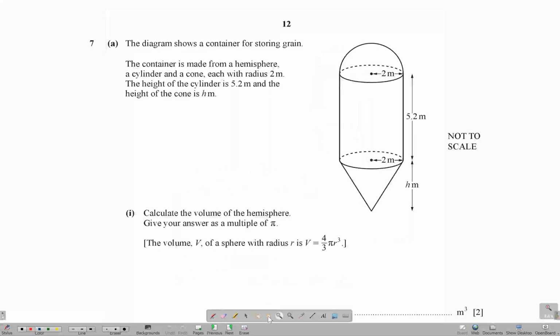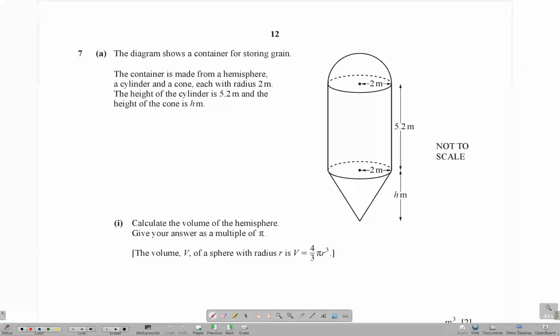Let's see. The diagram shows a container for storing grain. The container is made from a hemisphere. Okay, a hemisphere is also half a sphere. I'll always write this just so that you can apply it to the equation for the volume. And a cylinder and a cone. So here's my cylinder and below here's my cone, each with a radius of 2 meters. So that's the radius also of the hemisphere, the cylinder, and the cone.